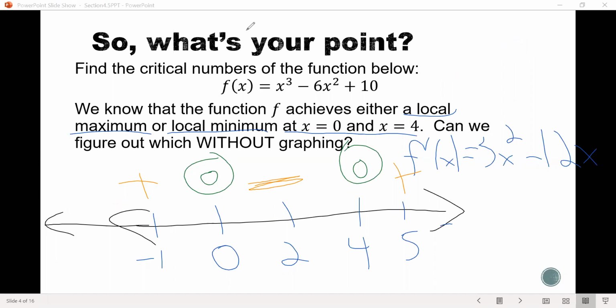Okay, now let's use this information to figure out what's going on at 0 and 4. I'm going to draw another axis up there in the upper right, and I'm going to label, we know 0 is here, 4 is here.